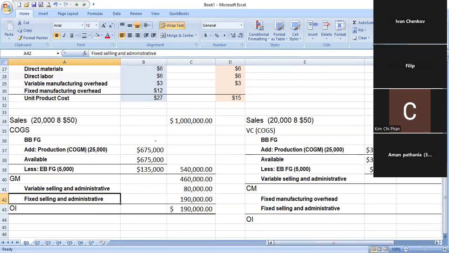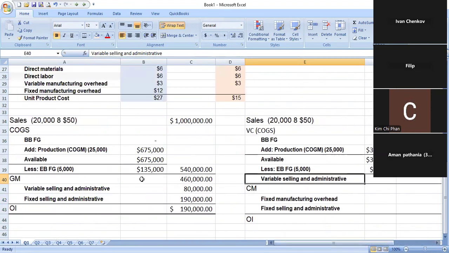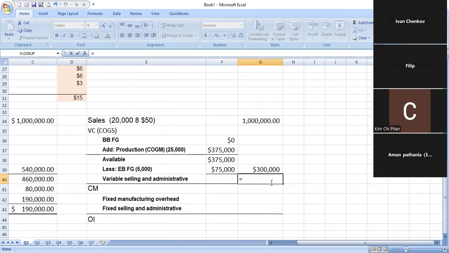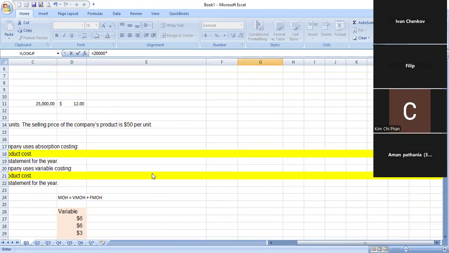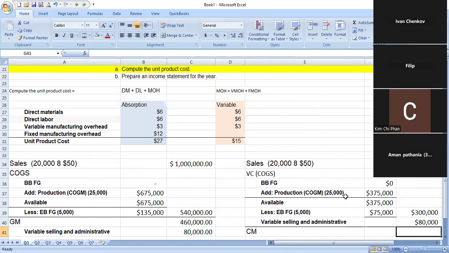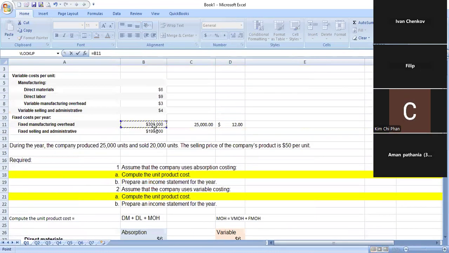So let's see what's going to happen on the other scenario here. We still have to get the variable administrative expenses, which will be exactly the same, correct? There will be no difference on the administrative expenses. It's going to be 20,000, the one that we're selling, times the $4, which is our administrative expenses. So there will be no difference on that area. Now, from where is the difference going to come? Because we have the fixed manufacturing overhead here, the entire fixed manufacturing overhead, which in this case is $300,000.